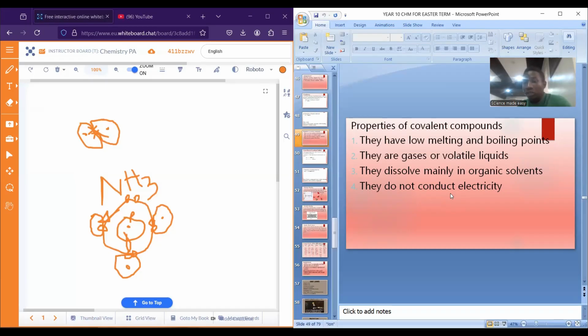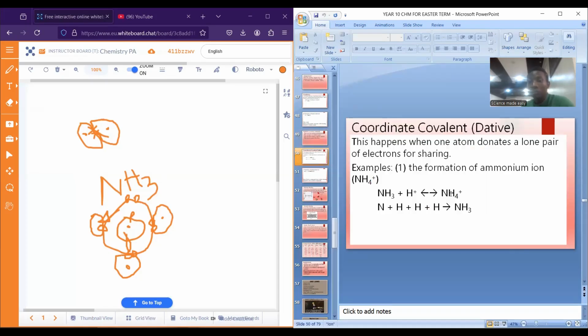And they do not conduct electricity, because there is nowhere for electricity to pass through, since they cannot dissolve. So they cannot conduct electricity. So you also have the coordinate covalent combination. Another name for the coordinate covalent combination is dative.